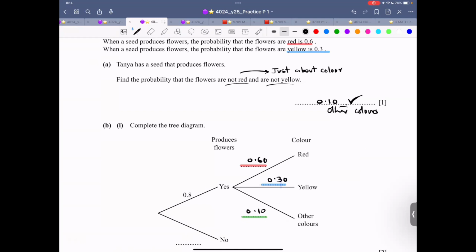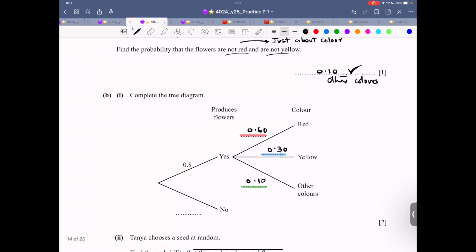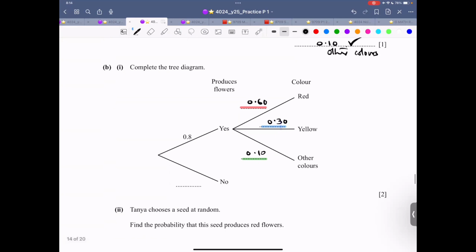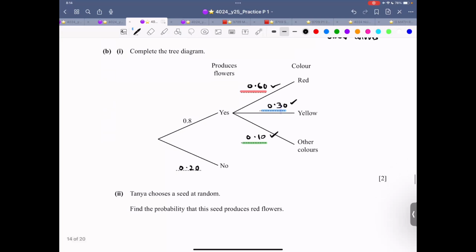Got the idea? Now they are talking about the tree diagram. Complete the tree diagram. So I have done this, and this also 0.20. Of course, there won't be any lines over here because if there are no flowers, how can you get a red or yellow or other color?